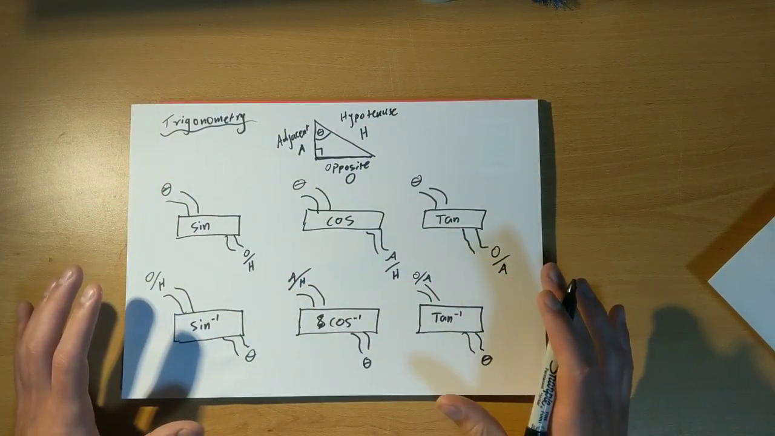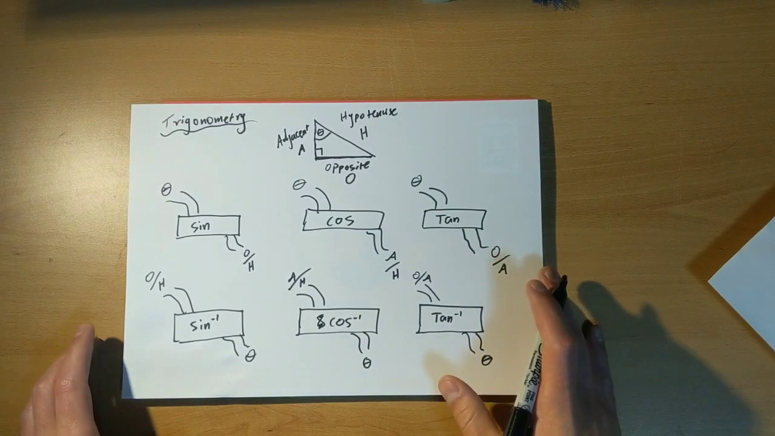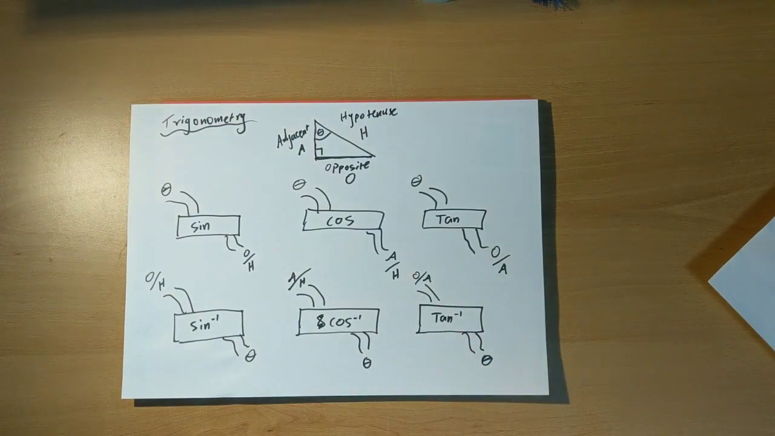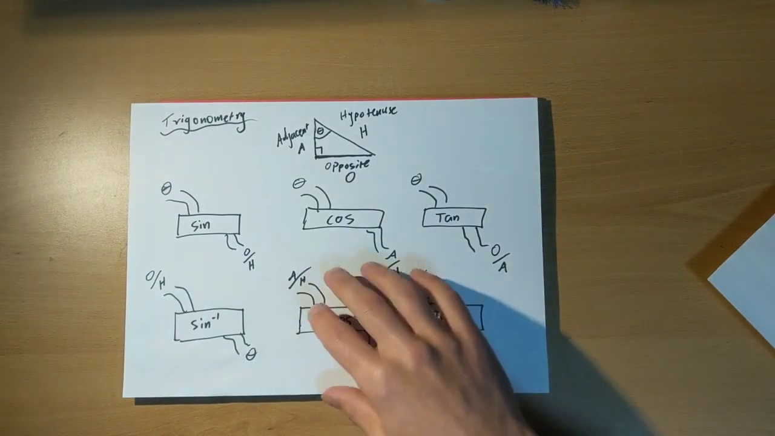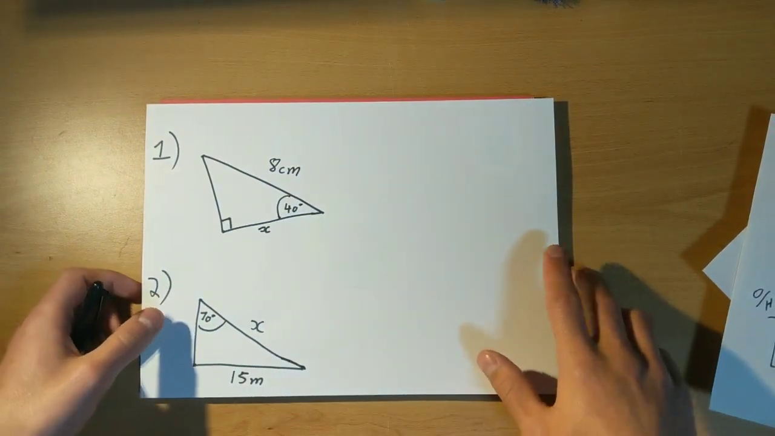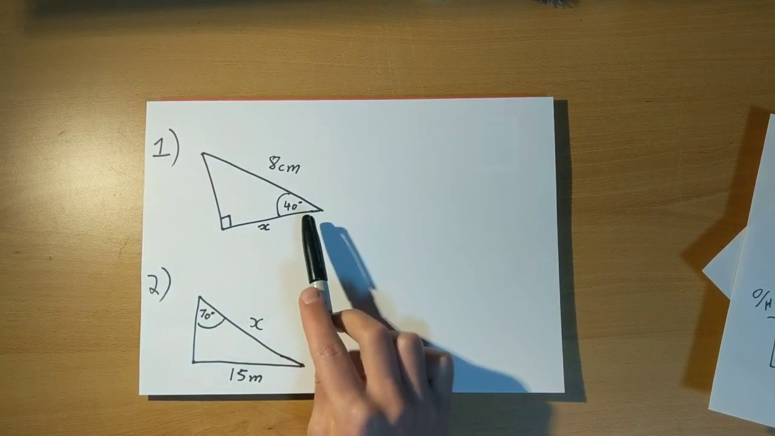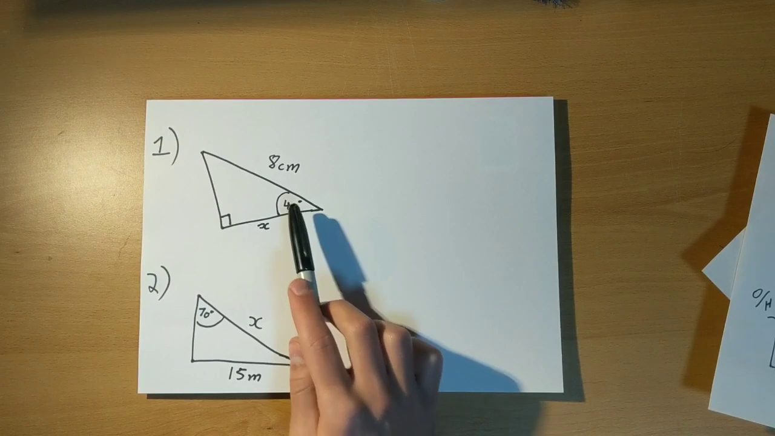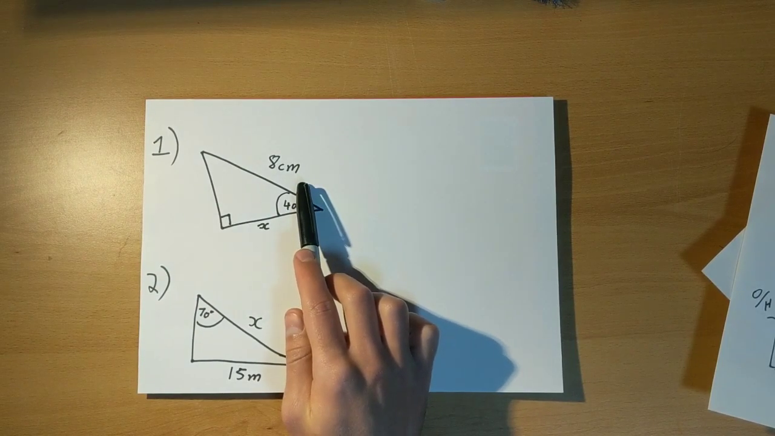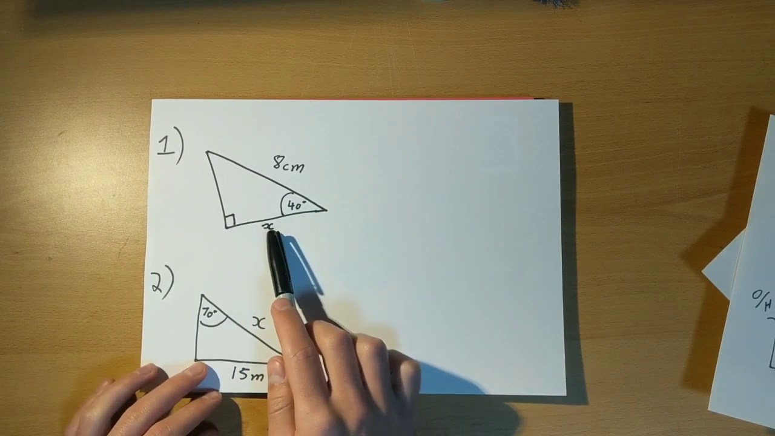That might not have been clear, but hopefully it will become clear as soon as we start doing a couple of examples, which we will start doing right now. So here is the first couple of examples that we're going to do. Question 1 here has a right-angled triangle with an angle of 40 degrees, a hypotenuse of 8 centimeters, and then an adjacent side length of x.